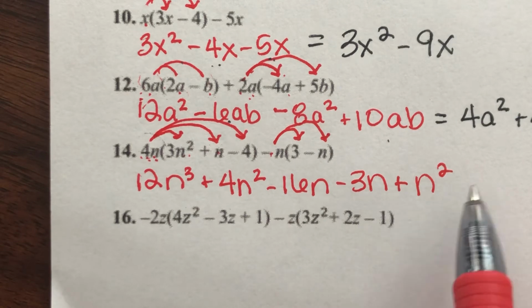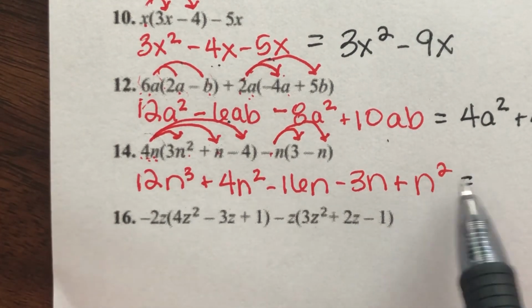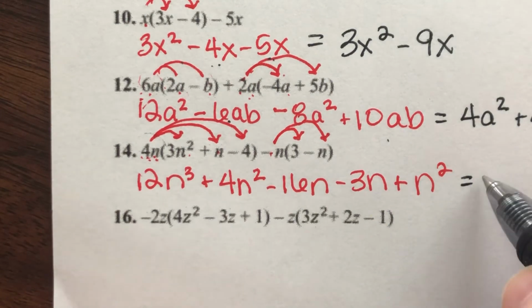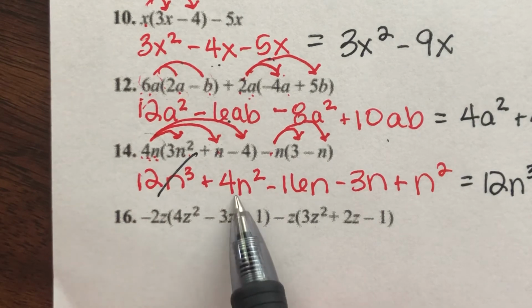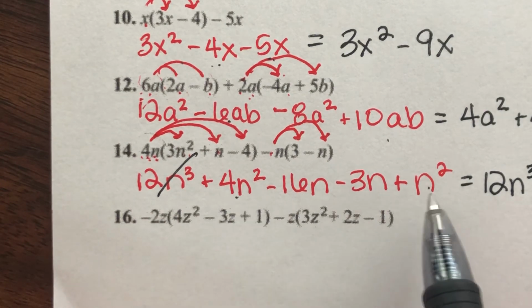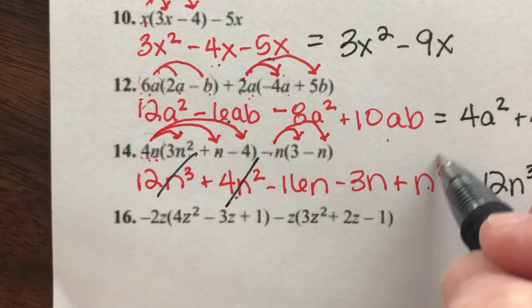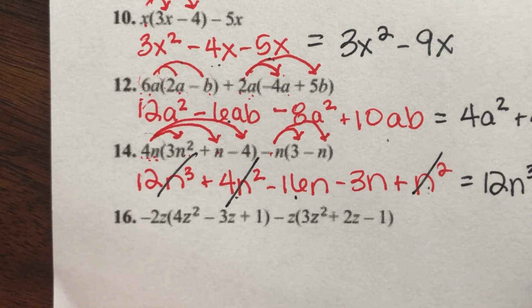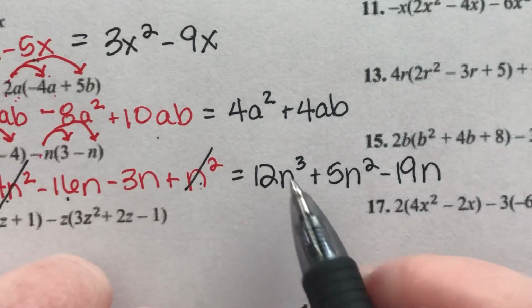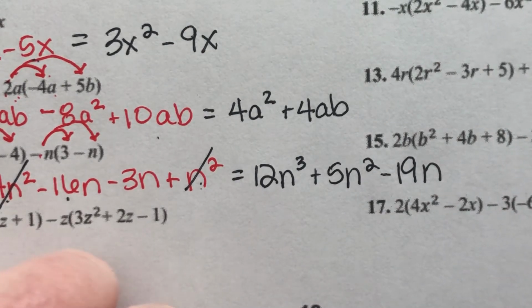Okay, can I combine any of this? Yes, I absolutely can. So I don't have another n to the third power, so 12n to the third is first. So I use that. Do I have another n squared? Yes, I do. 4n squared plus n squared is 5n squared. Use those. And then negative 16n minus 3n is negative 19n. So our answer, 12n to the third plus 5n squared minus 19n.